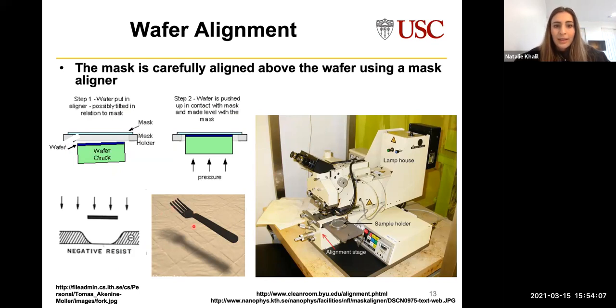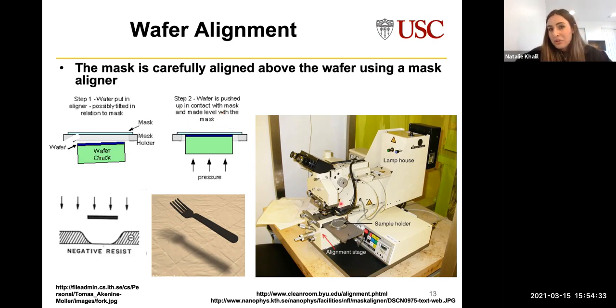And so in this example, a light source is hitting a fork and bending around the edges of this figure such that its projection onto the surface below it is blurry. And so we want to minimize this by bringing the photoresist and the wafer as close as possible to our mask such that we're making contact and that it's level with the mask.